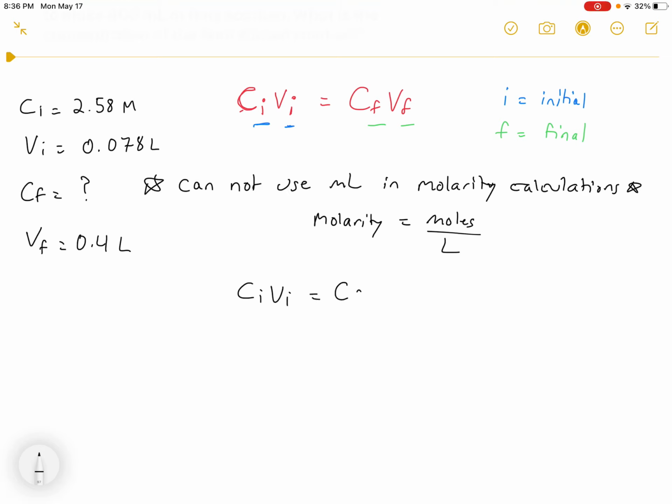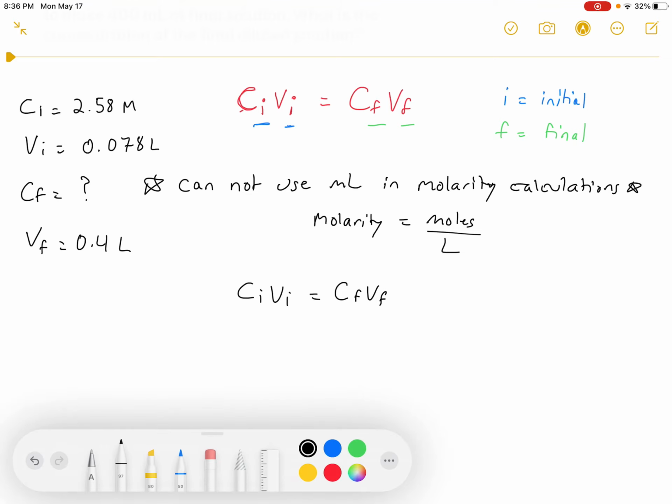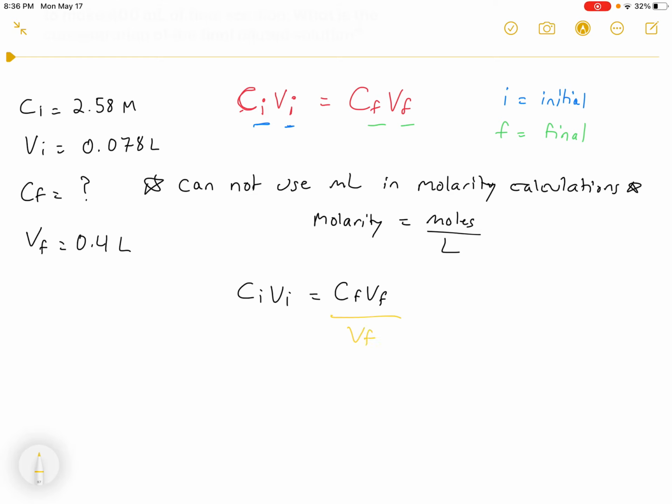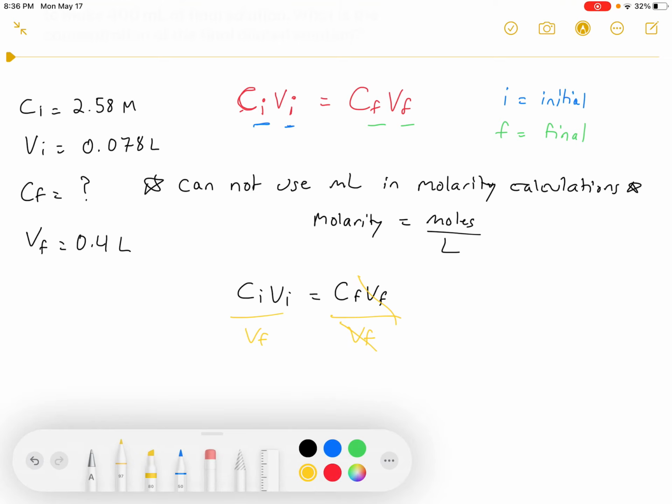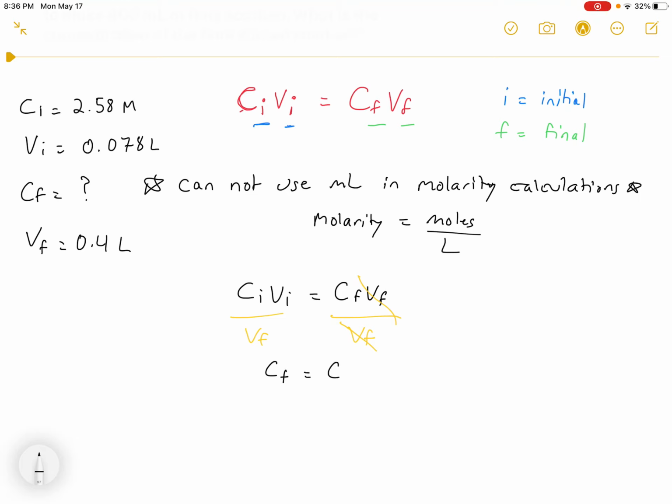CI/VI equals CF/VF. And we want to isolate CF on its own so that we can solve for it. The way that I'm going to do that is by dividing both sides of the equation by VF. That allows us to cancel out VF on the right side of the equation because anything divided by itself is 1. So that means that CF will be equal to CI/VI over VF.